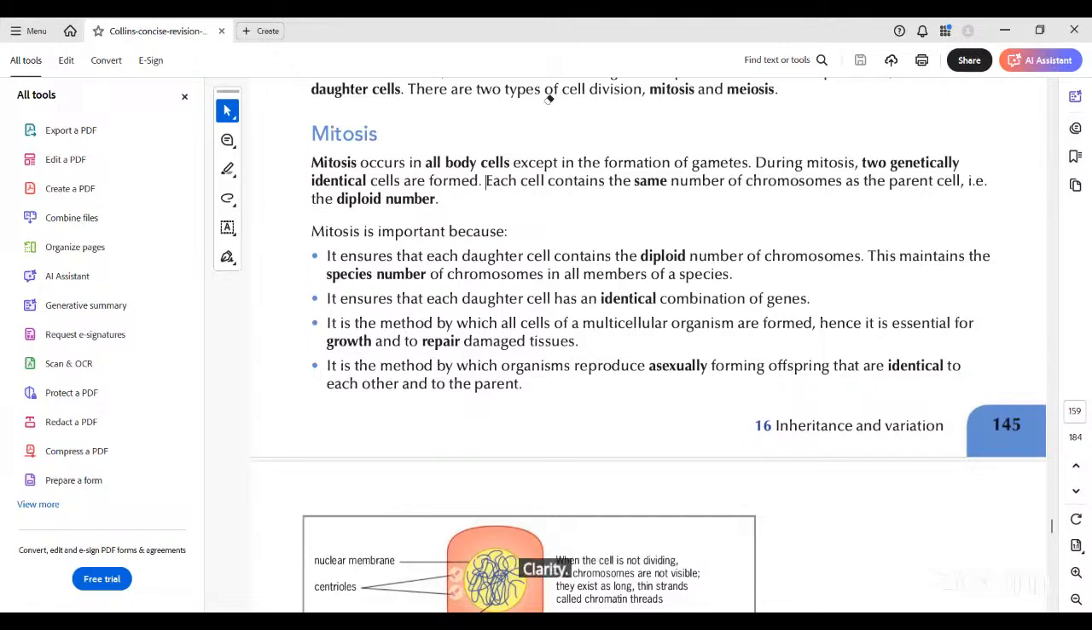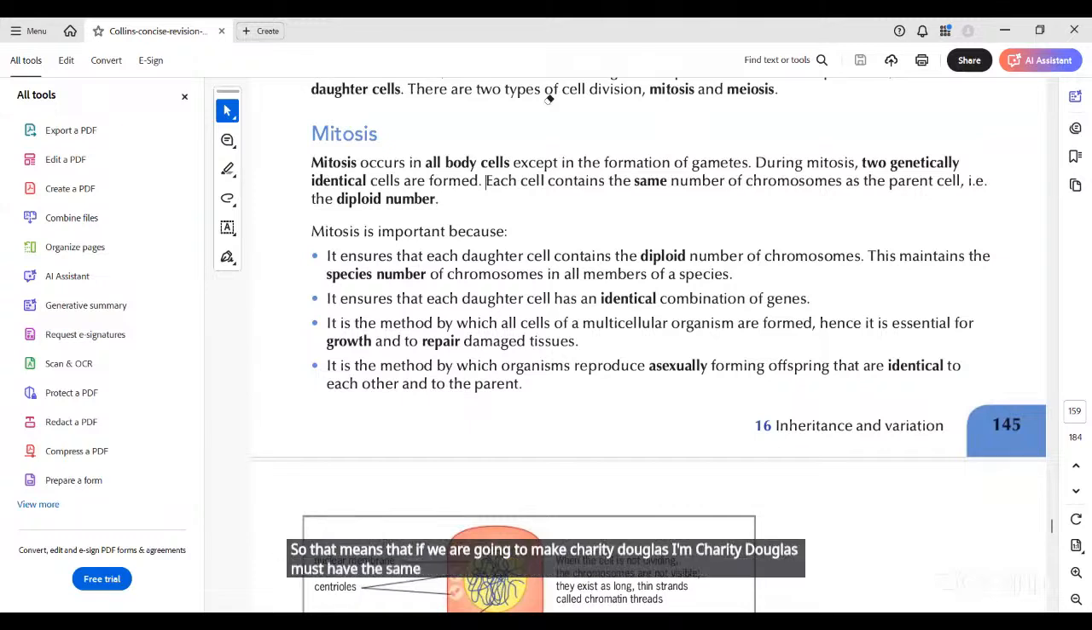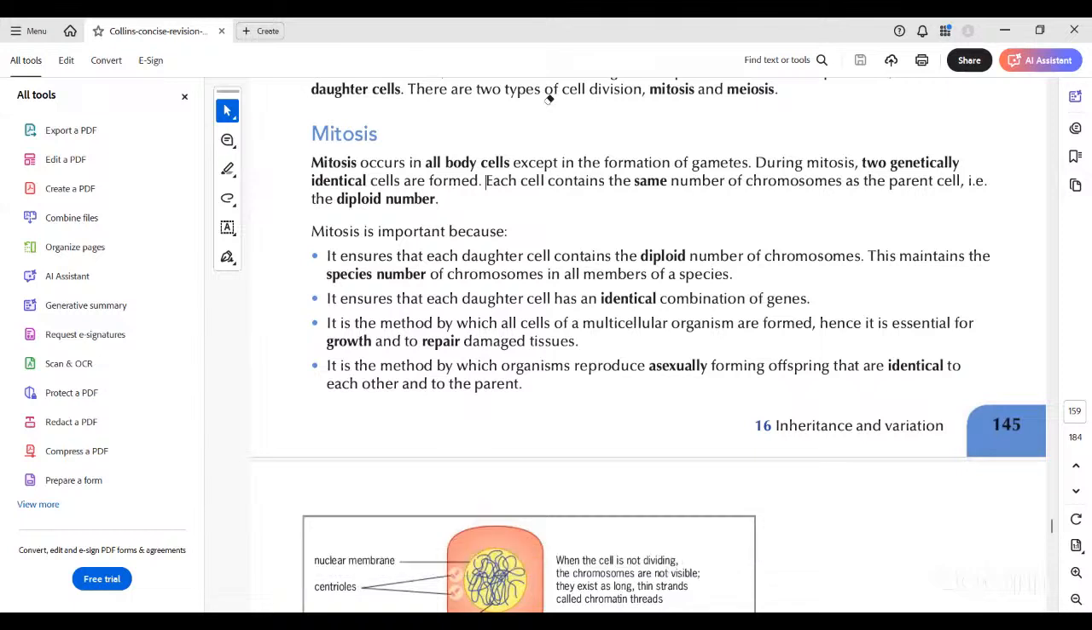Remember that the parent Douglas has 20 chromosomes. So if we're going to make 30 Douglas, all the 30 Douglas must have the same amount of chromosomes, 20. Did I lose nobody? No, sir. Good. The next important thing is that it ensures that each daughter cell has an identical combination of genes.